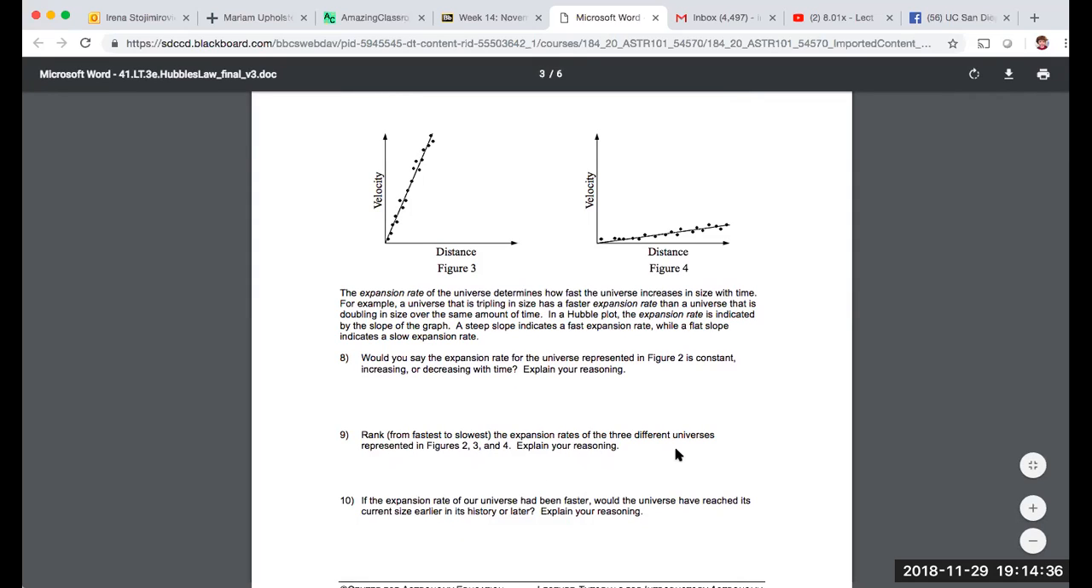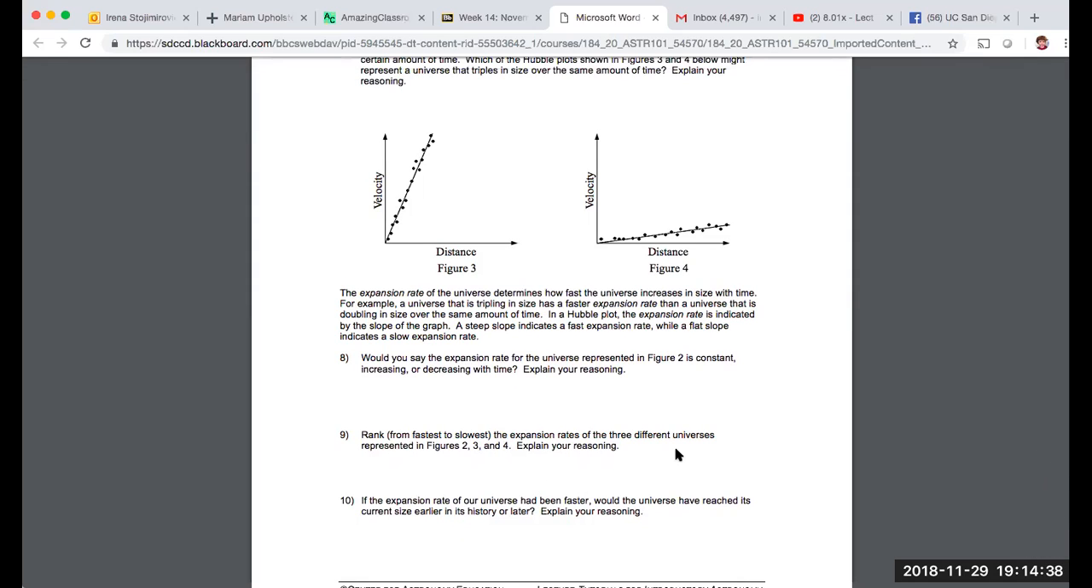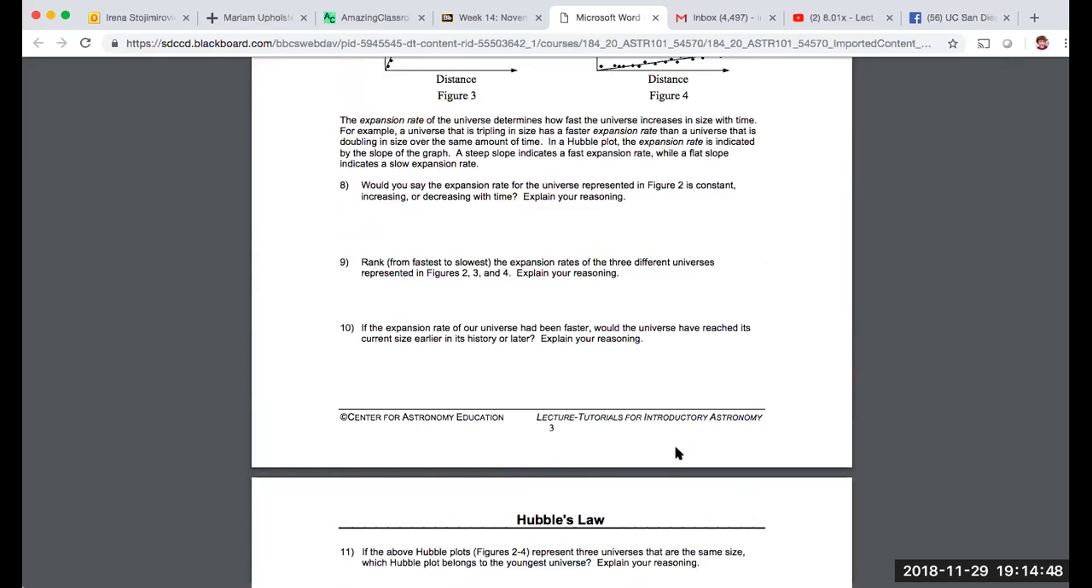Okay, number 10. If the expansion rate of our universe had been faster, would the universe have reached its current size earlier in its history or later? It would have reached its current size earlier in its history. Very good. Okay, great.